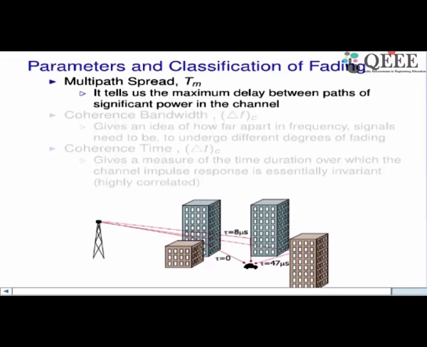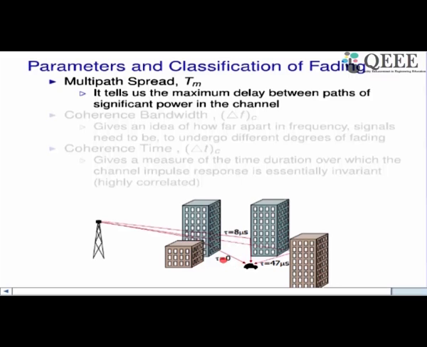Because of the very random nature of these variations in the received power, we need to classify them, because different techniques will be required to combat different types of fading. So first is multi-path spread. You see the figure below, there are 4 buildings, 1 transmitter. You see the received signal at the car is coming from at least 3 different directions in this figure.